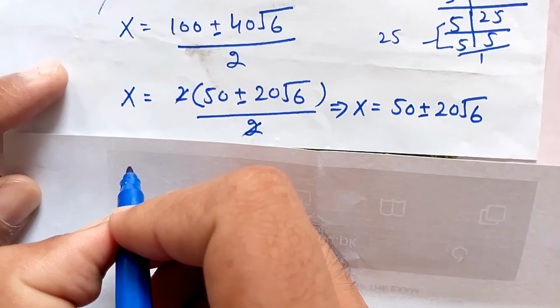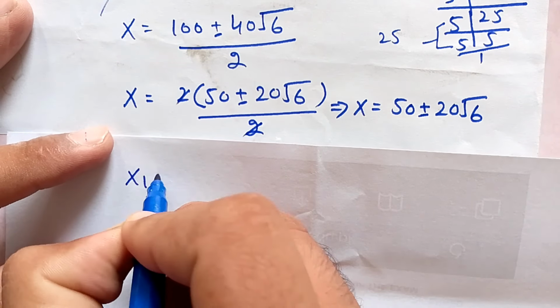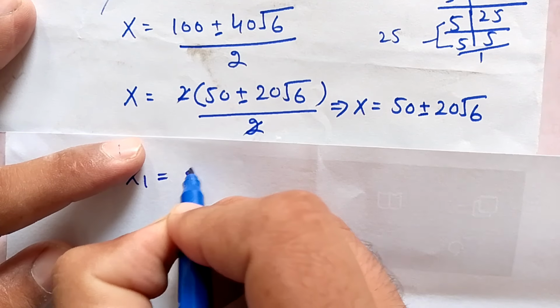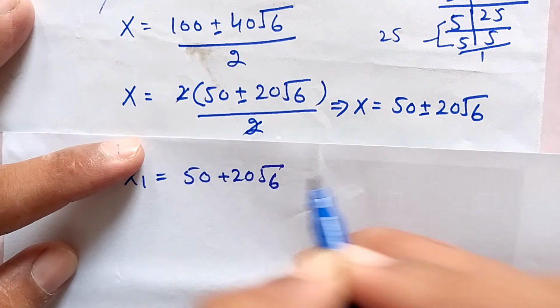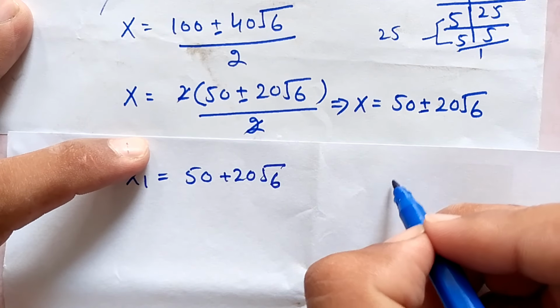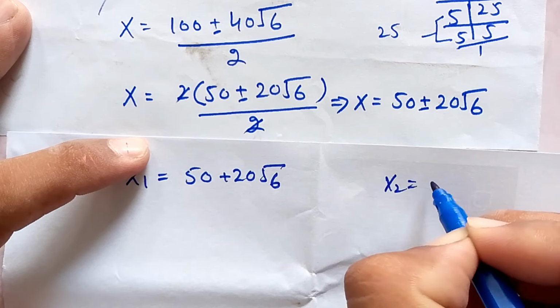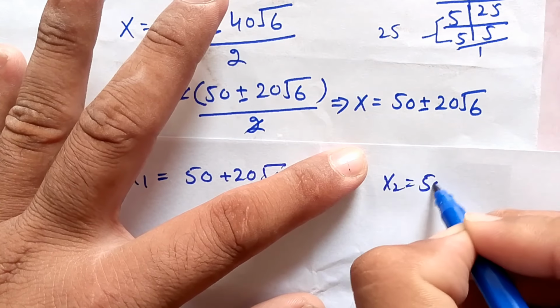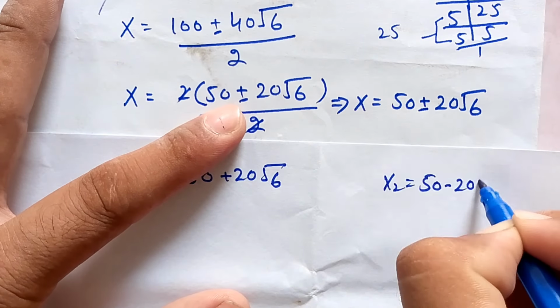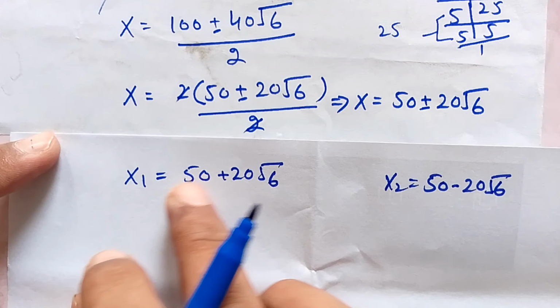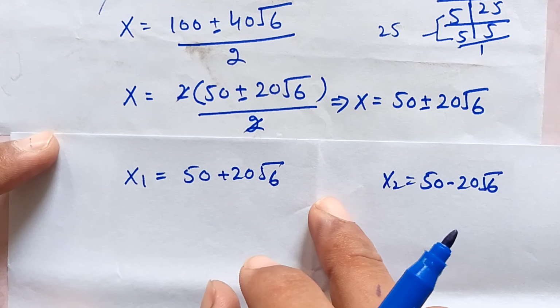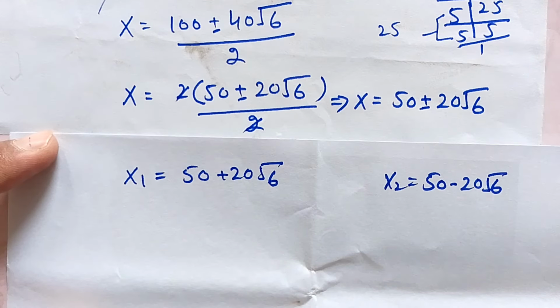So here x1 is equal to 50 plus 20 square root of 6, and x2 is equal to 50 minus 20 square root of 6. Now these are the values of x. Now we have to find the value of y.